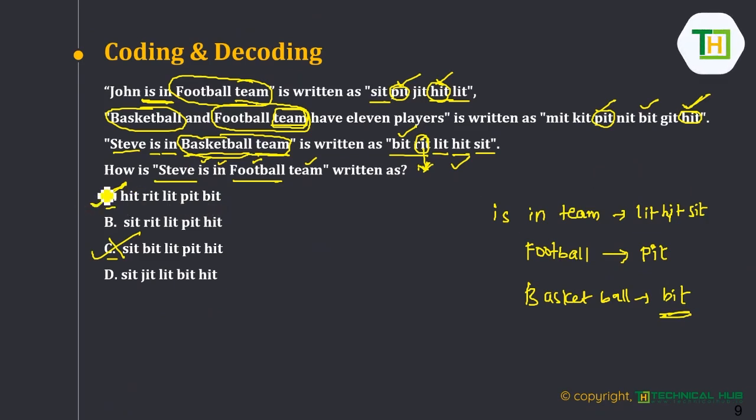No, it is not option A also. It is B, I think. Observe carefully: sit, hit, lit. Okay, sit, lit, hit. So pit is football, and rit is Steve. Okay, I'm sorry, that is option B. The previous question, it is option B. Yeah, it is option B, the second option. Good.